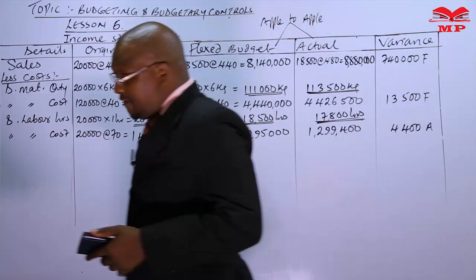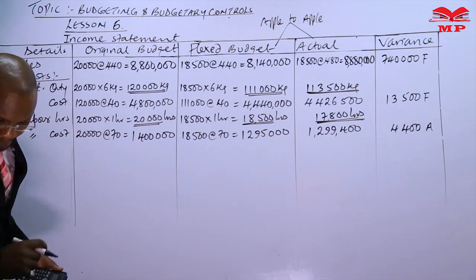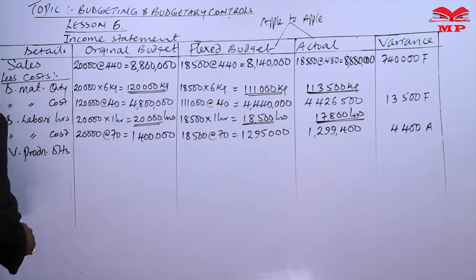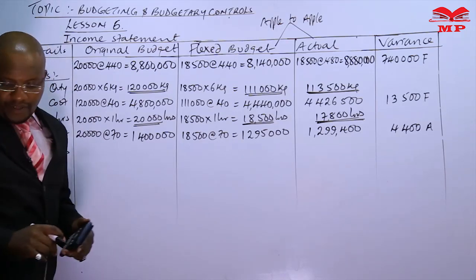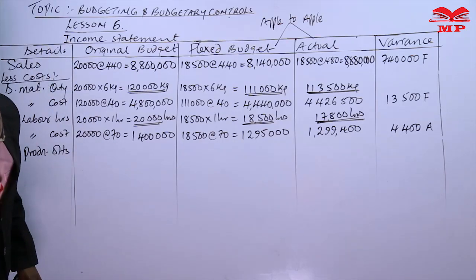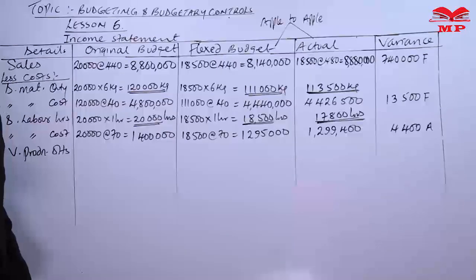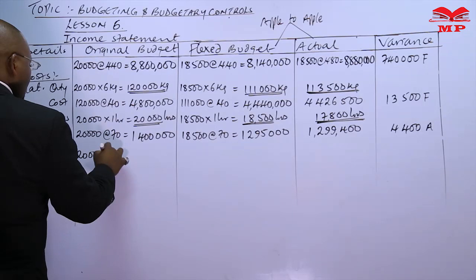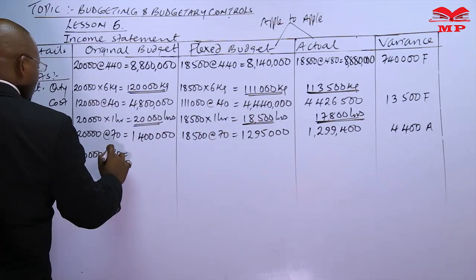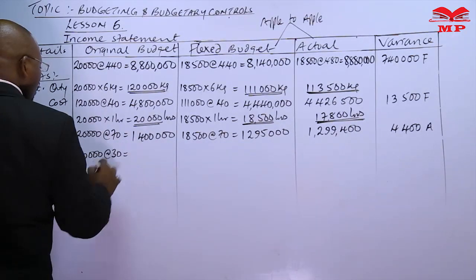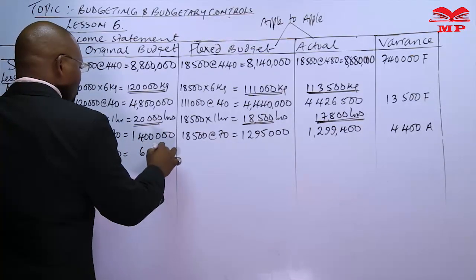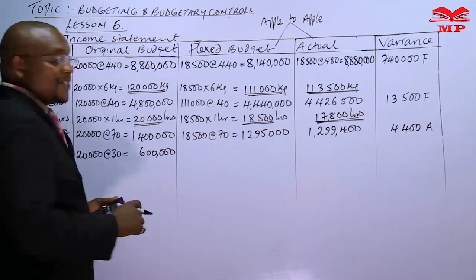Then there is the variable production overheads. We have been told in information number 1 that the variable production overheads vary with units produced. So if you do 20,000 units, each at 30 shillings as provided in the cost statement or the standard cost card, that means we have 600,000. This is 600,000, the cost that you are to spend as per the budget.